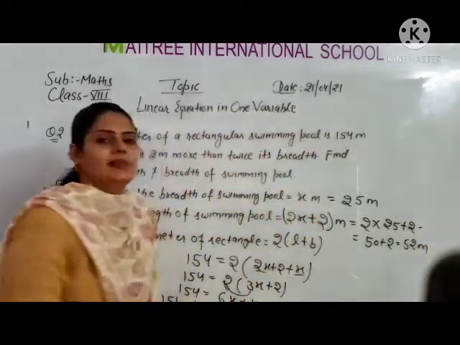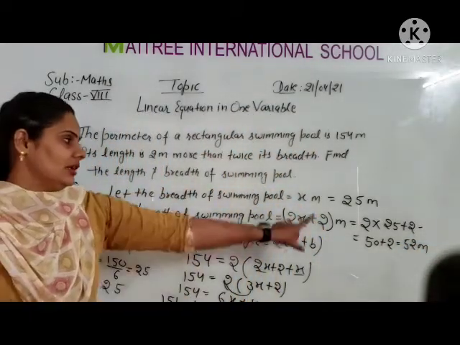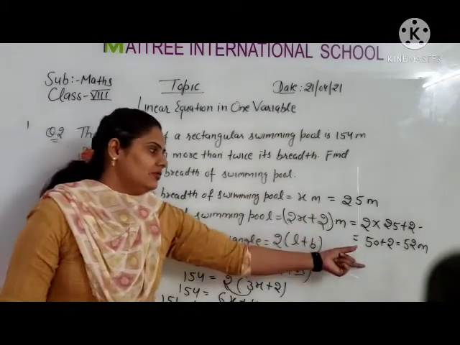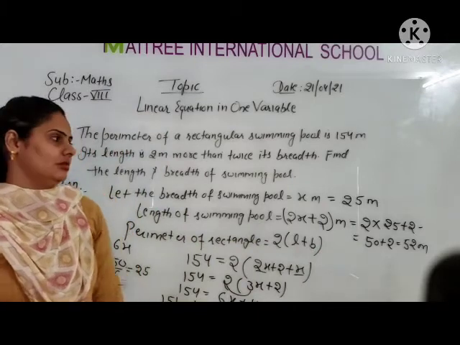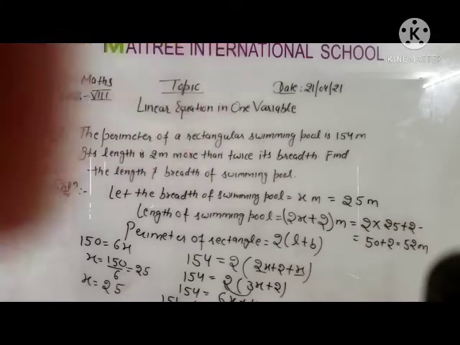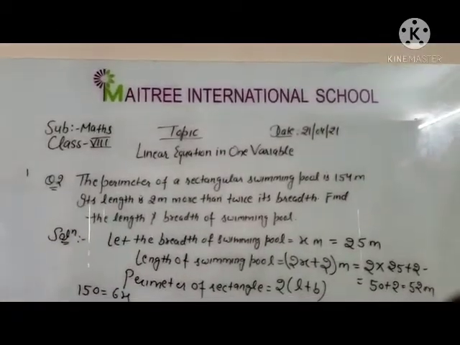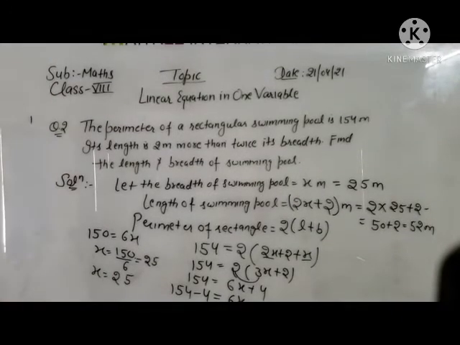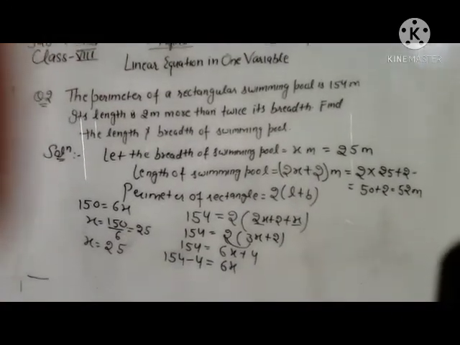So what are the length and breadth of the swimming pool? You can say 25 meter is the breadth, and 52 meter is the length of the swimming pool. Clear? Question number second. Yes, beta. Question number second. Is it clear?